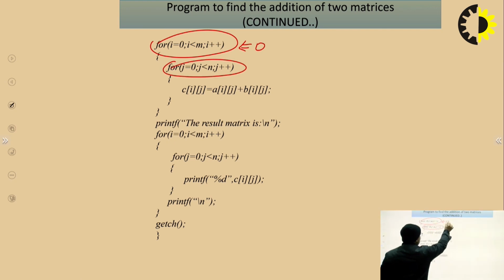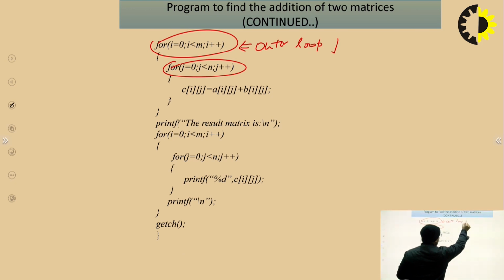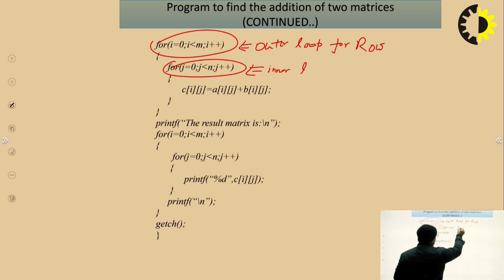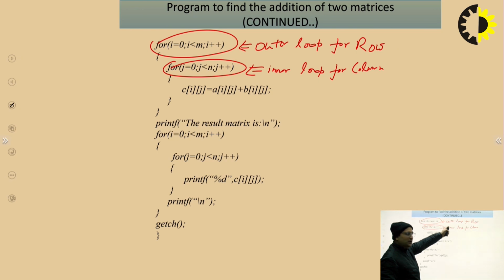This is the outer loop for row, right? And this is the column. So this is the outer loop for row and this inner loop for column, right? Outer for row, inner for column, right?